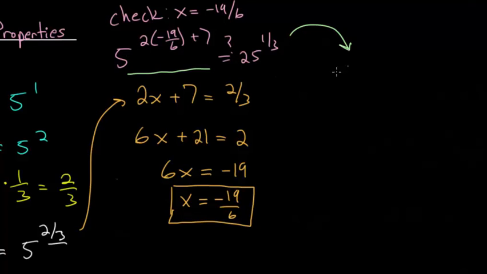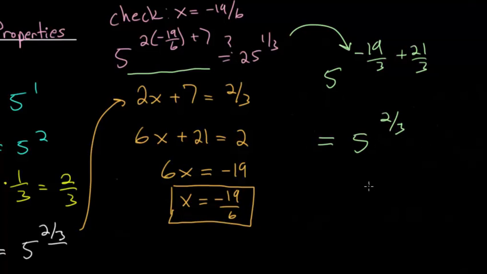So we have 5 to the 2 times minus 19 over 6. So 2 over 6 we can simplify to 1 over 3. So this is really minus 19 over 3. And we're going to add 7 to that, but let's give it a common denominator so that we can add the fractions. So 7 can be rewritten as 21 over 3. So let's simplify. This will now be 5 to the minus 2, or excuse me, positive 2, since minus 19 plus 21 is 2. And we still have that denominator of 3.